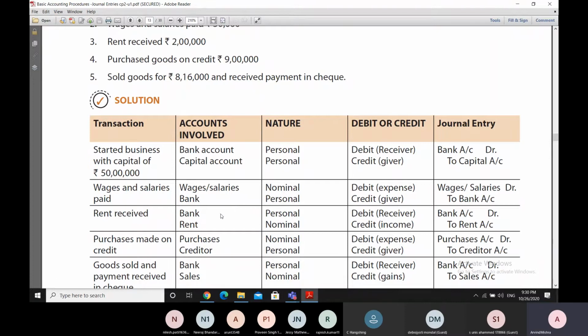Similarly, when rent is being received, the rent is being received in the personal account of the proprietor, which is a bank. So we debit the receiver, and rent account is a nominal account because it deals with gains, and therefore it is a nominal account, and there we credit the income. And for personal account we debit the receiver. So we debit the receiver and credit the income in this case.